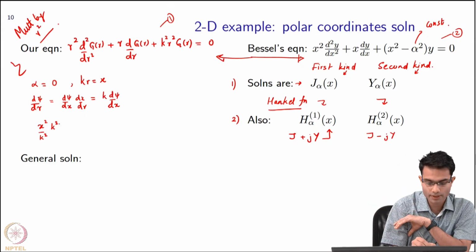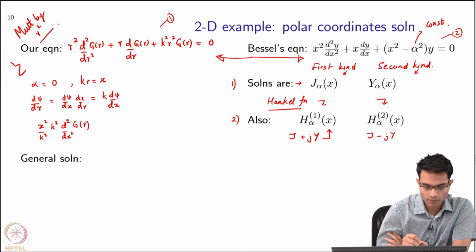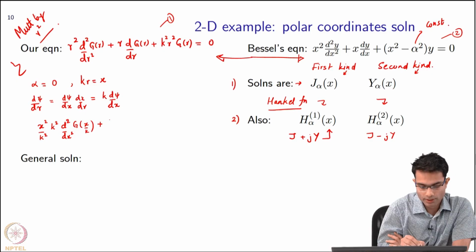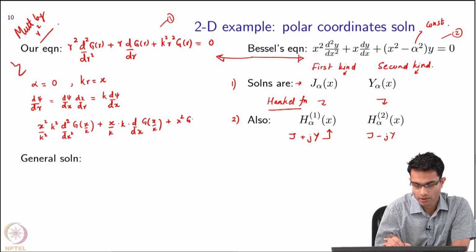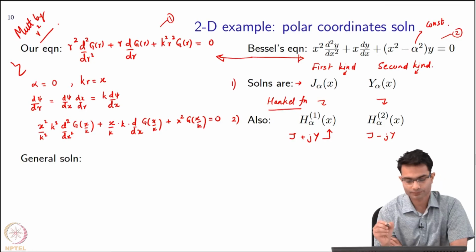So this will become k squared d2 by dx2 g of, let's just write it as r. I can write it as x by k, so same thing. Okay, if you want, I will write it as x by k. Okay, next term becomes x by k multiplied by k multiplied by d by dx g of x by k, okay, plus x squared g of x by k is equal to 0.